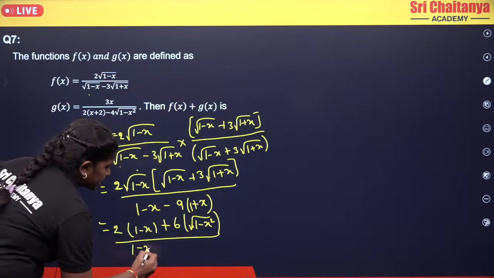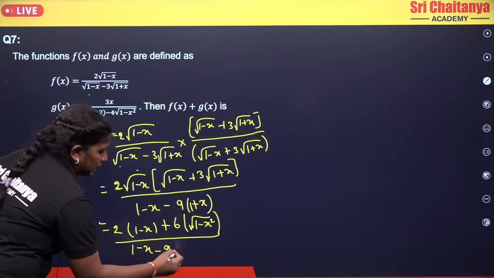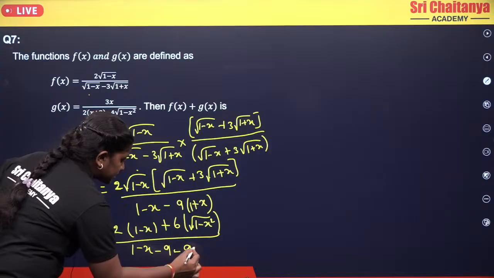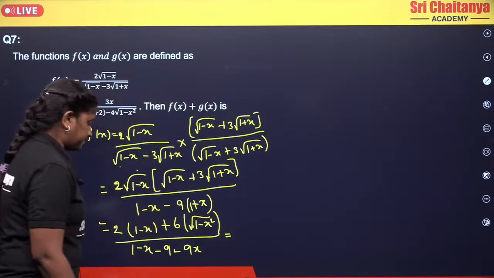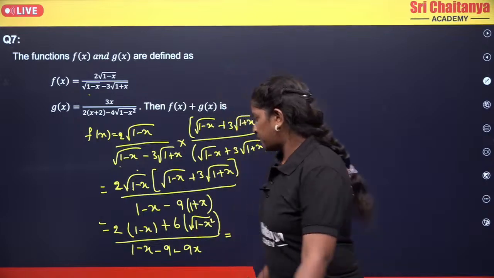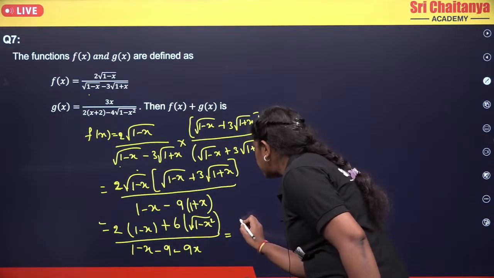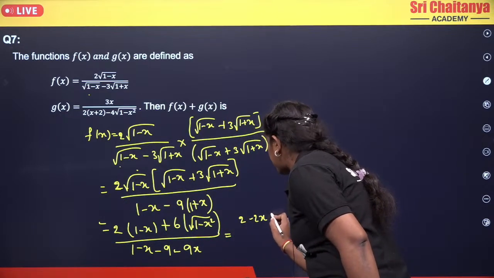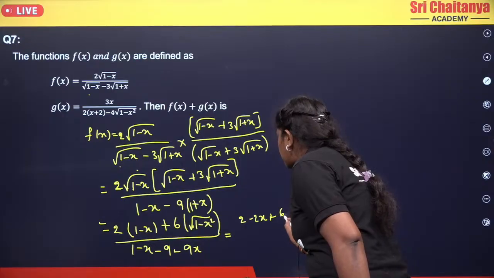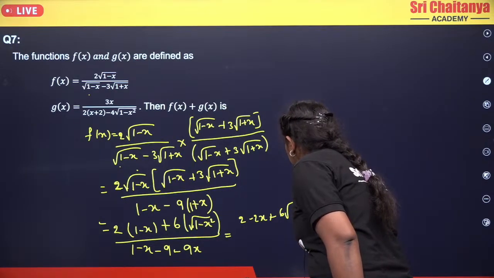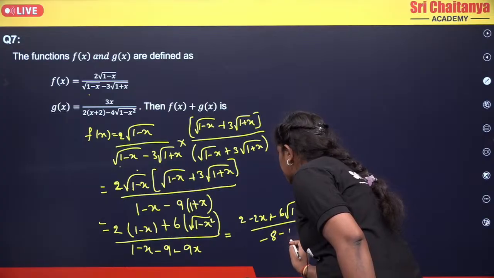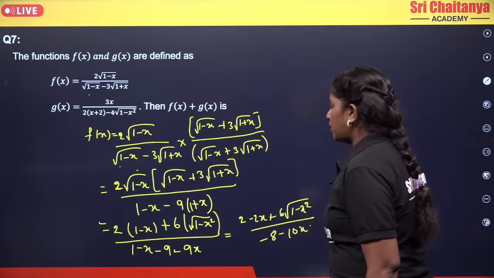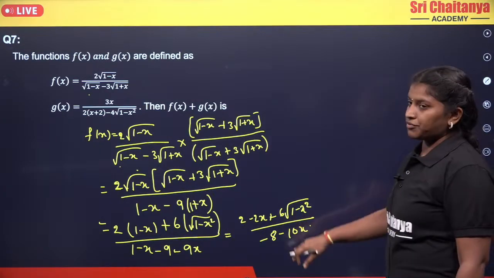so now 1 minus x minus 9. I am just multiplying it here. Directly I am writing minus 9x. Okay. So now that becomes, coming to here, 2 minus 2x plus 6 root of 1 minus x square by 1 minus 9 minus 8 minus 10x. Okay. So this is how we got our f of x value.